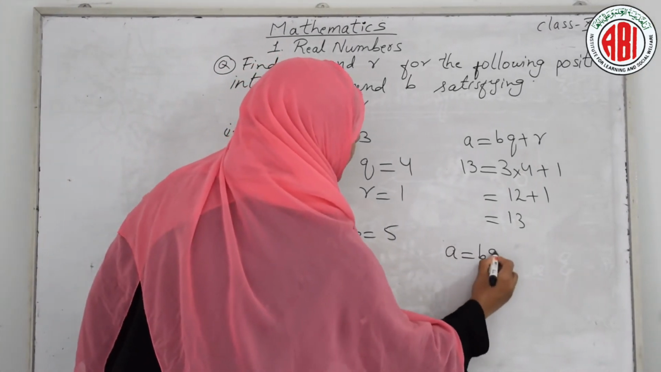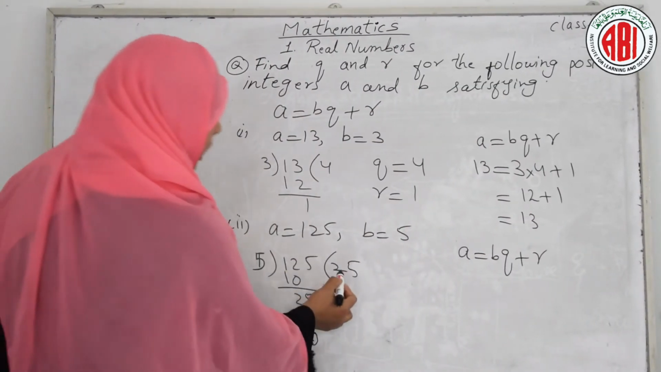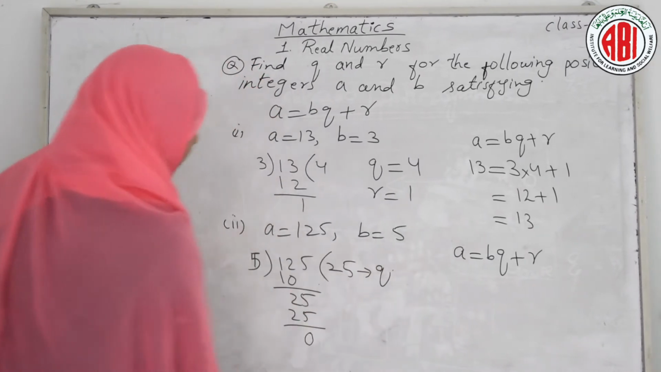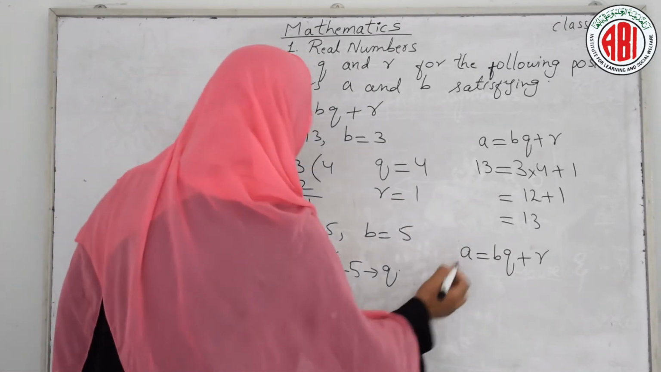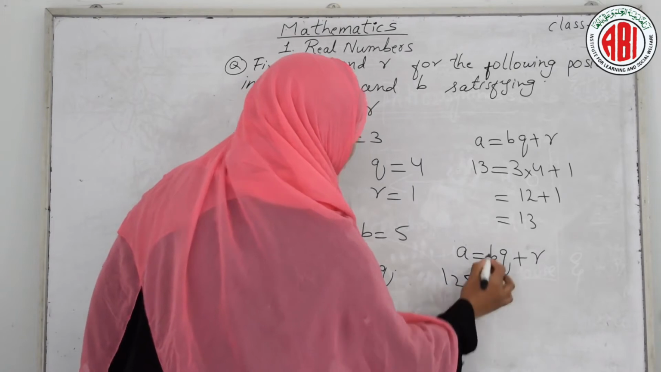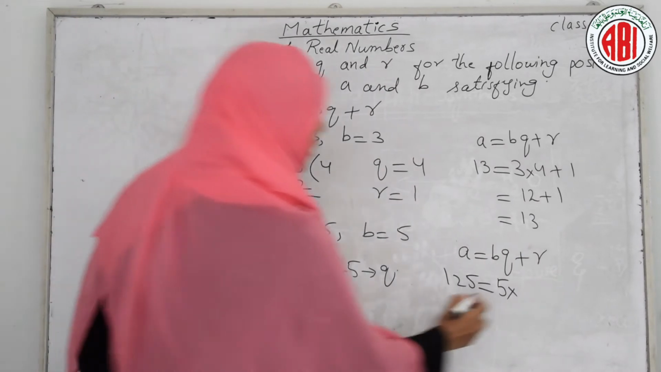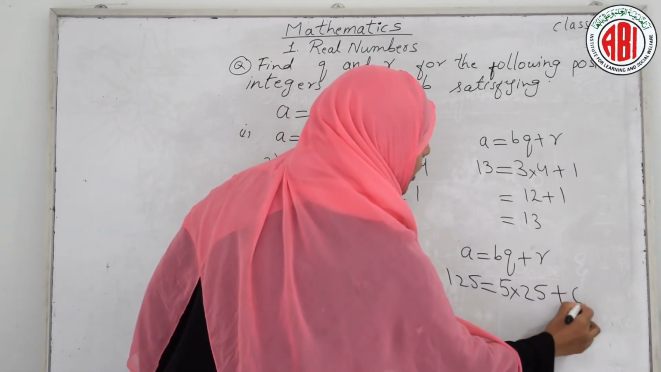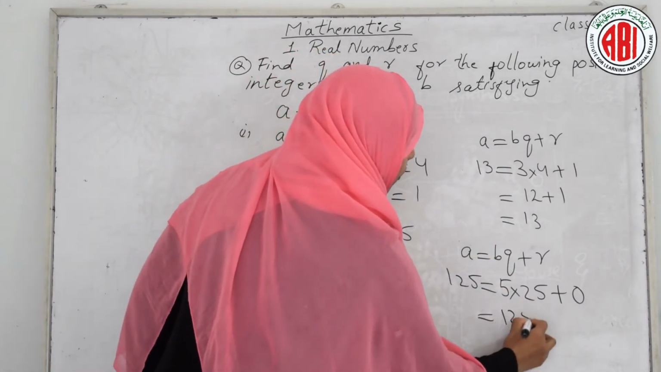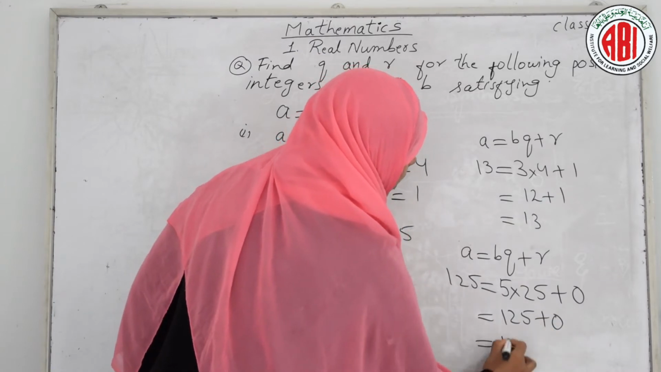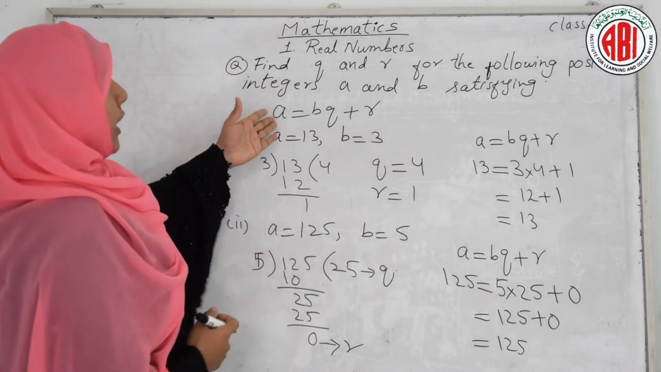A is equal to BQ plus R. Here we are having A. Here we got Q, the quotient 25, and here we are getting remainder 0. Let us satisfy this equation. A is 125 is equal to B, we are having 5. 5 into quotient we got 25, plus 0 is the remainder. So 5 into 25 is 125 plus 0, 125. So same answer we are getting, 125. That means it is satisfying the division method for these equations.